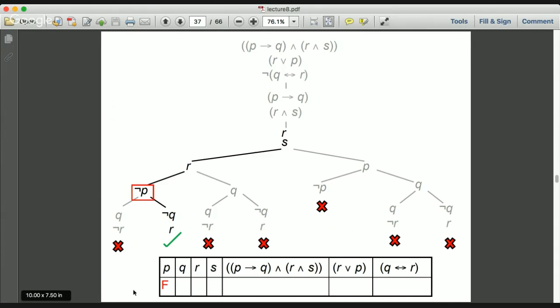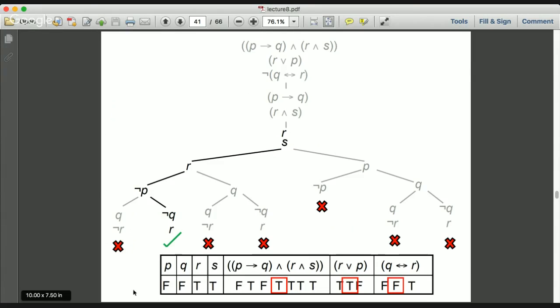So P appears negated, so we put an F underneath it. Q appears negated, so we put an F underneath it. R appears 3 times without a negation, so we put a T underneath it. And S also appears on its own, so we can put a T underneath it. So now we've got our truth assignment. We can pop in all of the things underneath it. No surprise how it works. It's just a mechanical application of the rules again.